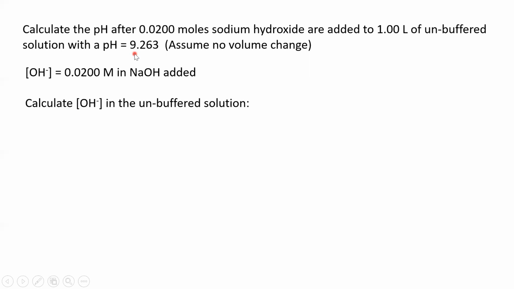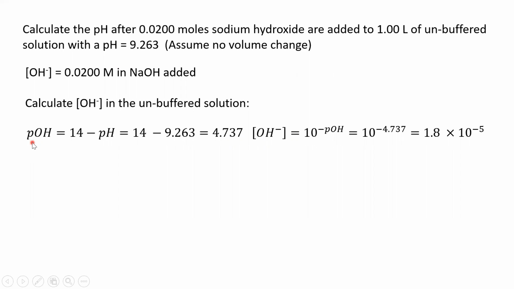Well, we know the pH. And if we know the pH, we can calculate the pOH. And if we know the pOH, we can calculate the hydroxide ion that's in the unbuffered solution. So if we were to take the pH and subtract it from 14, that gives us the pOH. If we take 10 to the negative pOH, that'll give us the hydroxide ion concentration.